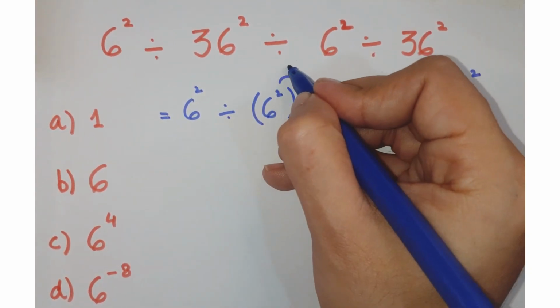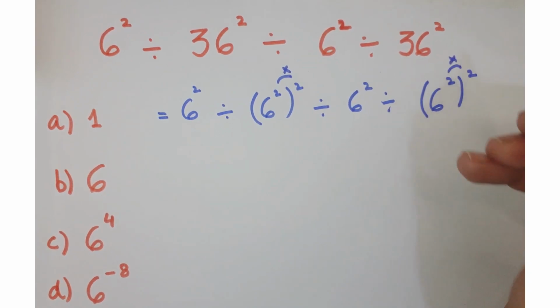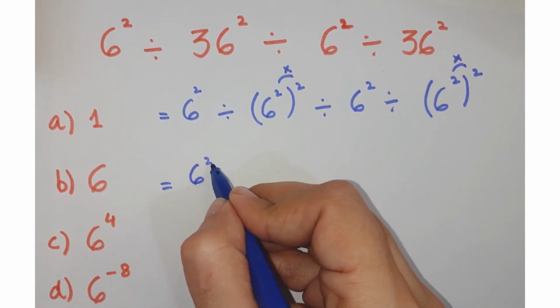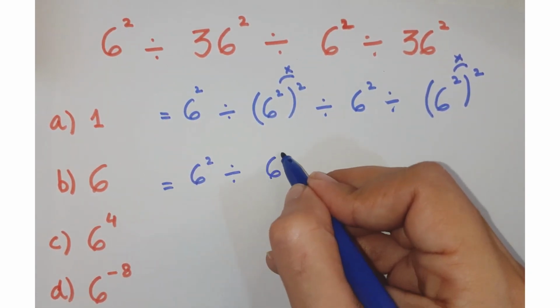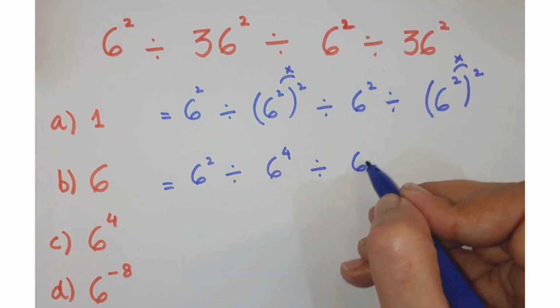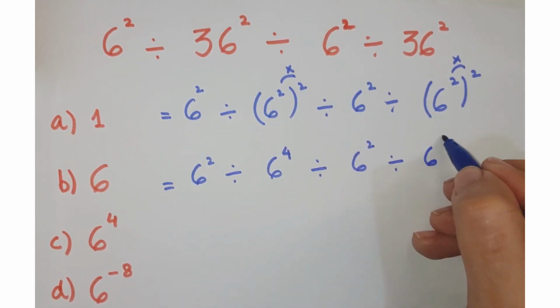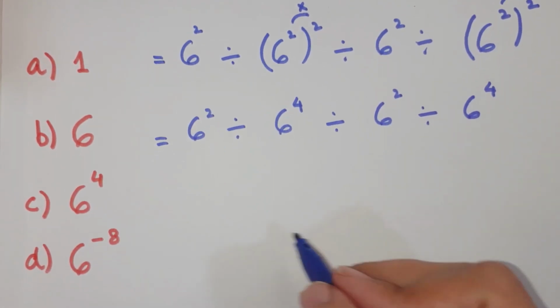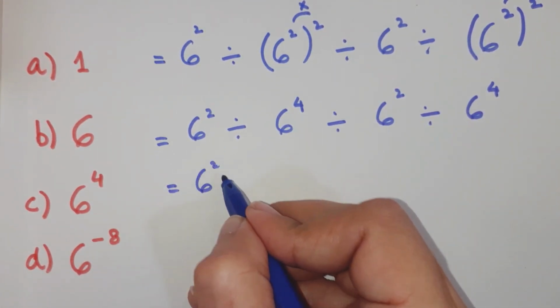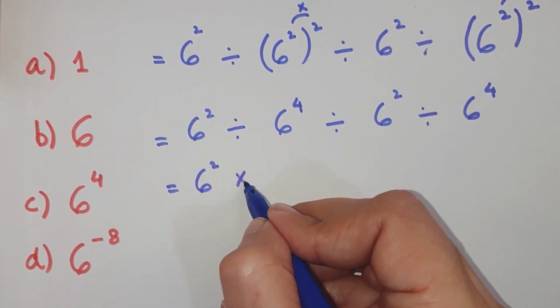Now this power gets multiplied. So you can write it as 6 square divided by 6 to the power 4 divided by 6 square divided by 6 to the power 4. Now this is 6 square. Now the division sign is changed to multiplication.